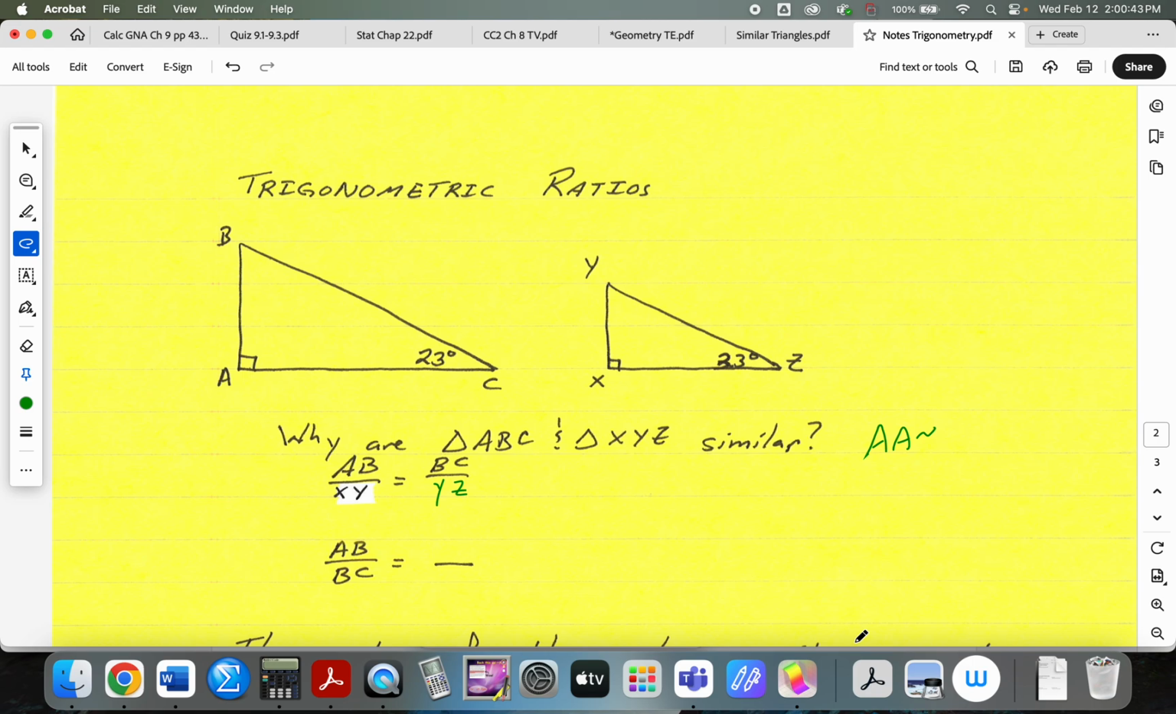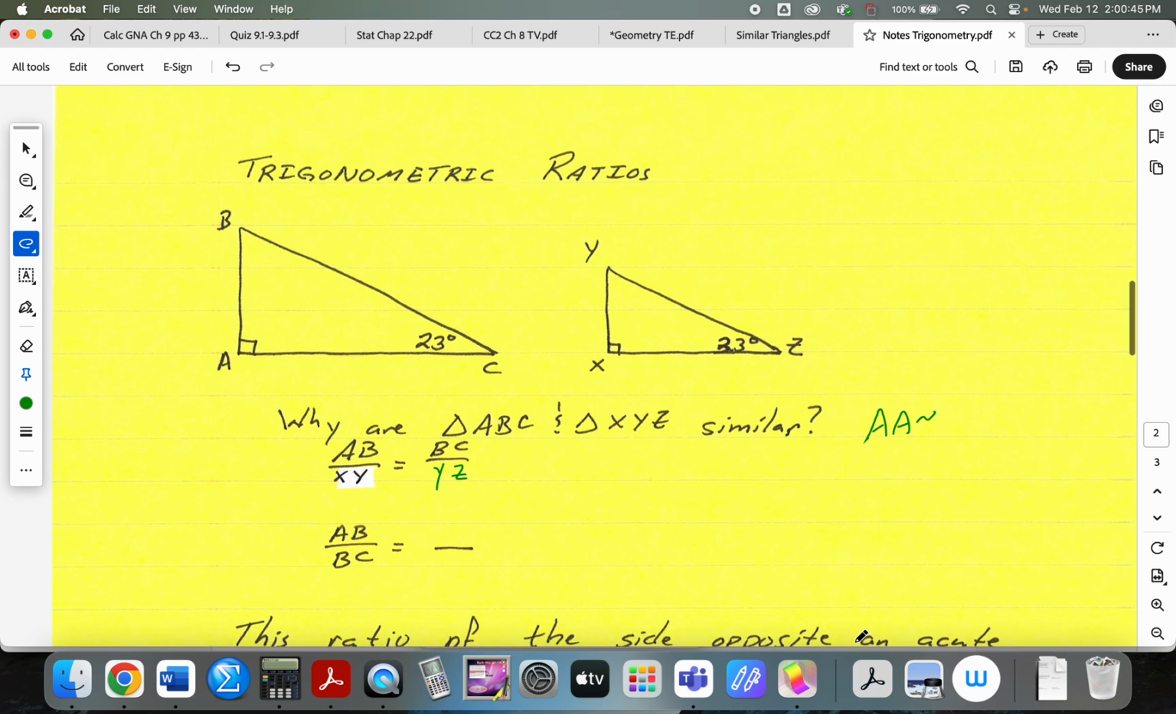Also remember that as long as I have the same cross products, I have an equivalent proportion. So if I do AB over BC, what needs to go here so that I have the same cross products? XY over what? YZ. Over YZ. So we're not saying these sides are equal to each other. We're saying the ratio of these sides is the same.